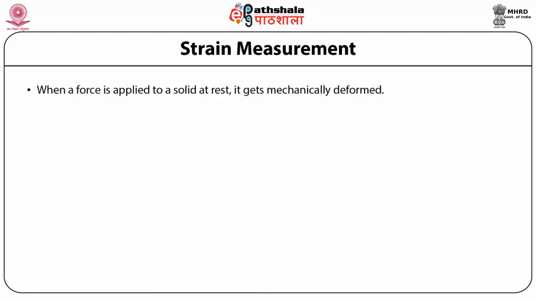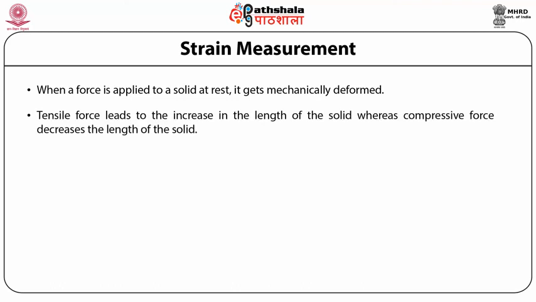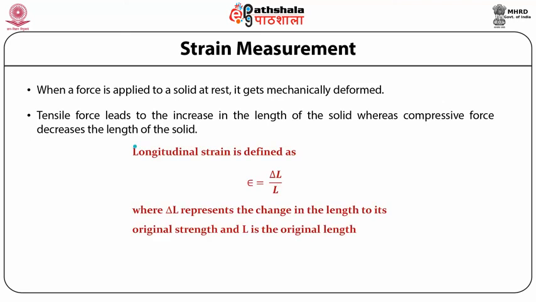When a force is applied to a solid at rest, it gets mechanically deformed. Tensile force leads to the increase in the length of the solid, whereas compressive force decreases the length of the solid. So the longitudinal strain is defined as epsilon equal to delta L by L, where delta L represents the change in the length to its original length and L is the original length.